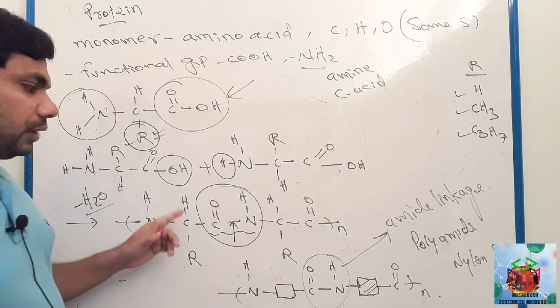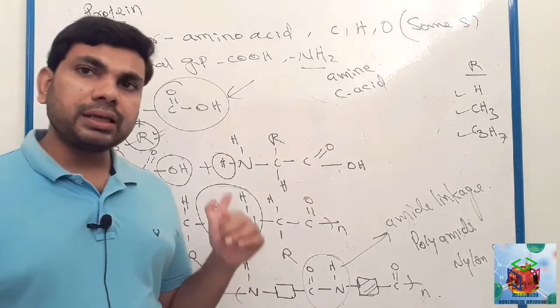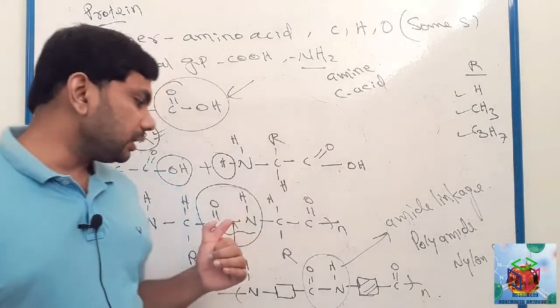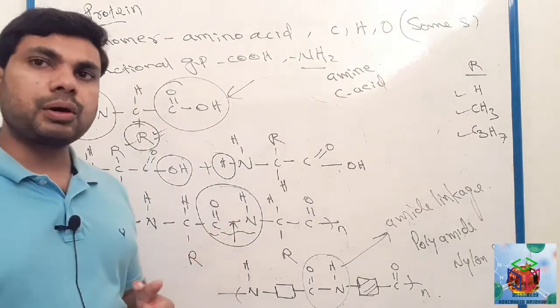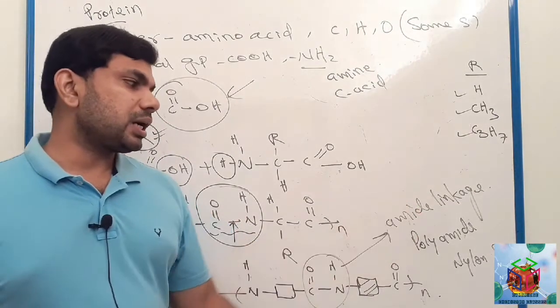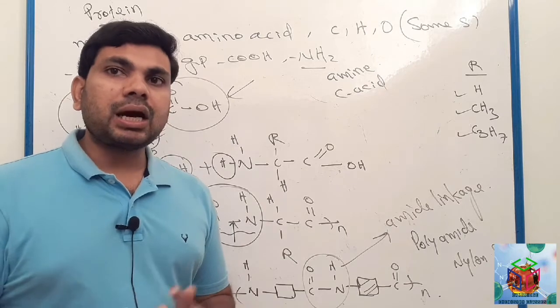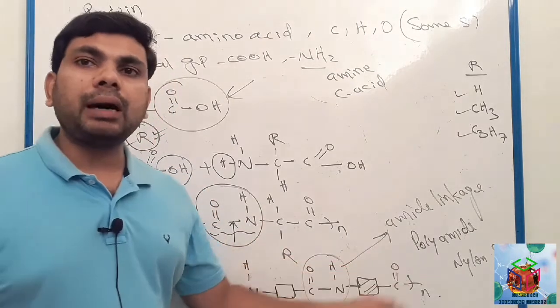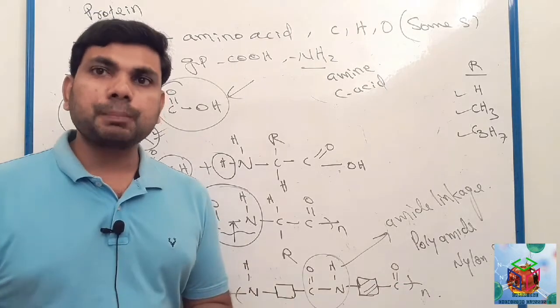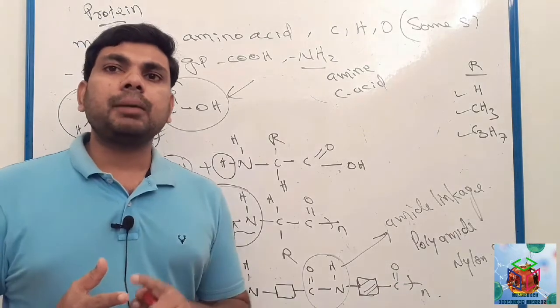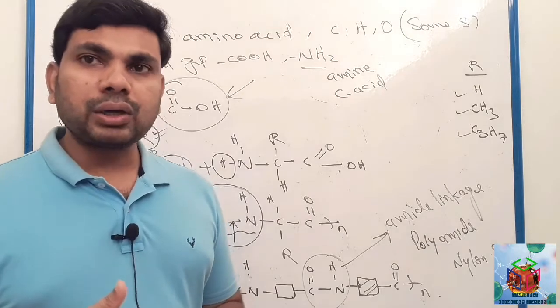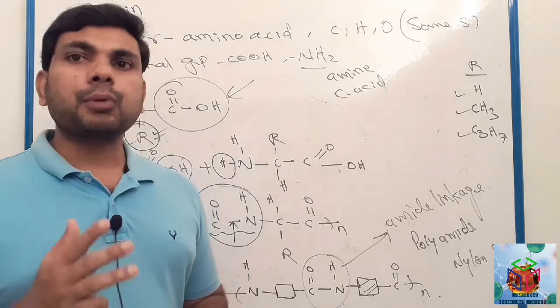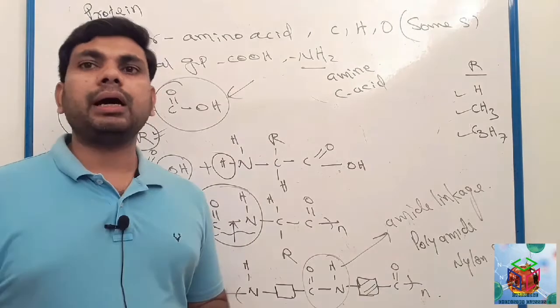We also learned this type of bond in nylon. In nylon we learned a special name for this bond: it is the amide linkage. A polymer which contains amide linkage we call polyamide. So nylon and protein are examples of polyamide. Nylon is a synthetic polyamide. Protein is a natural polyamide.